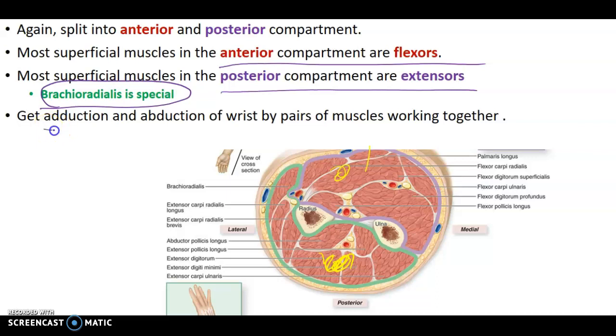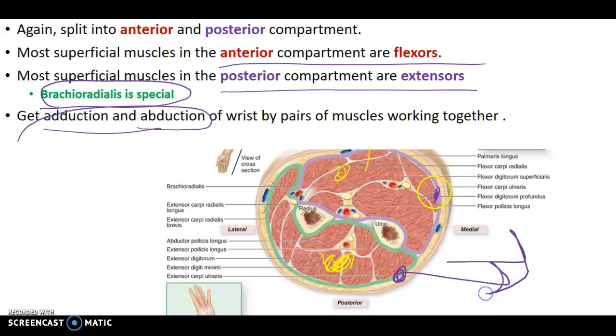So, you also get abduction and adduction. So, if these two muscles right here work together, they're going to cause adduction because they're both going to try to contract. This one can't flex, this one can't extend, so they will pull it in. If these muscles right here are going to work together, well, this one can't flex if this one's trying to extend, so they're going to work together to adduct.